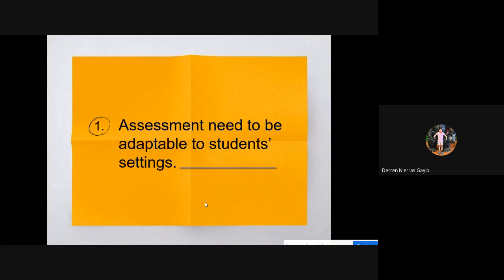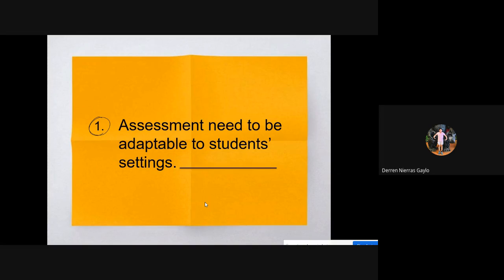Assessment need to be adaptable to student settings. What do you think is the correct answer? Assessment need to be adaptable to students settings. When you say adaptable, it is flexible. Or the other term used is versatile. So this one, the answer is flexible.